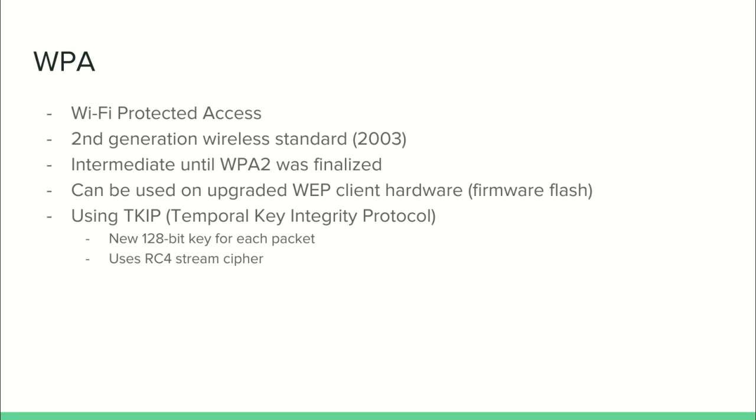WPA uses the Temporal Key Integrity Protocol, or TKIP for short, for its encryption. This creates a new 128-bit key for every packet that's sent out. It is also based on an RC4 stream cipher.